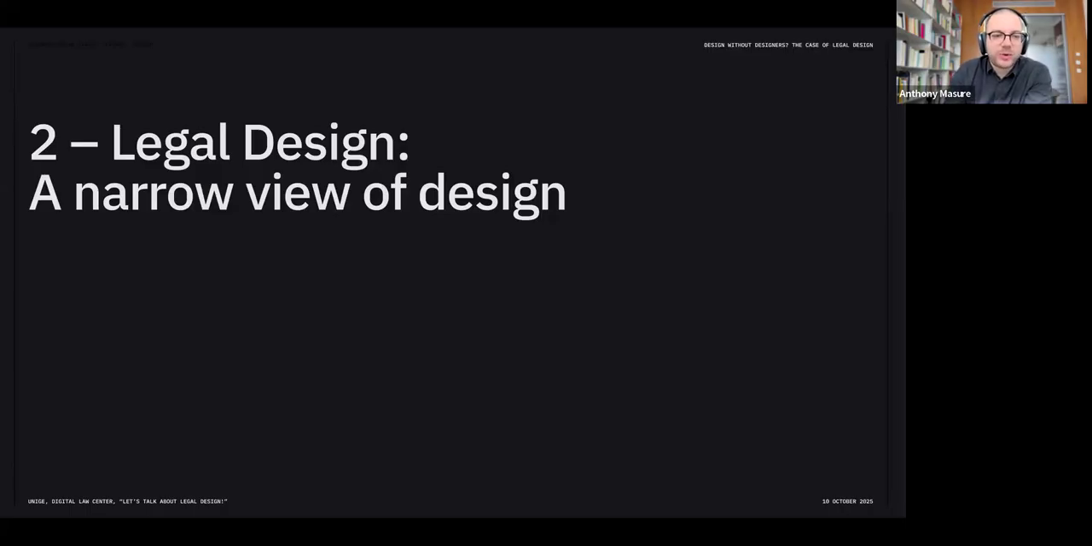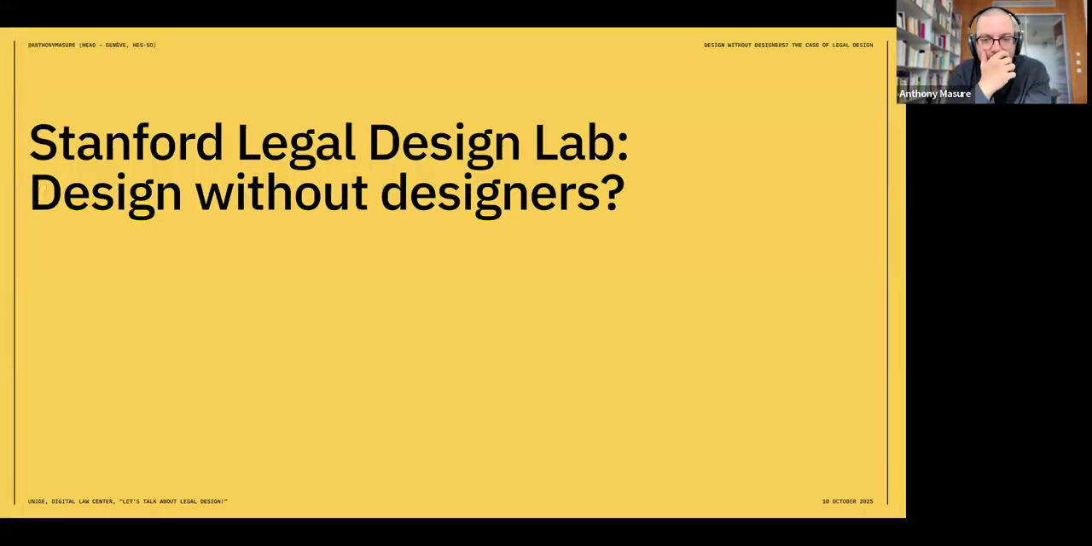So now let's jump to legal design. As we are on Friday, I want to call it a narrow view of design as I see it today. It's not a fatality, but for now, it's unfortunately a narrow view of design. And let's go back to the most famous unit of research, the Stanford Legal Design Lab. And I can say that it's maybe a design without designers. It's the title of my talk.